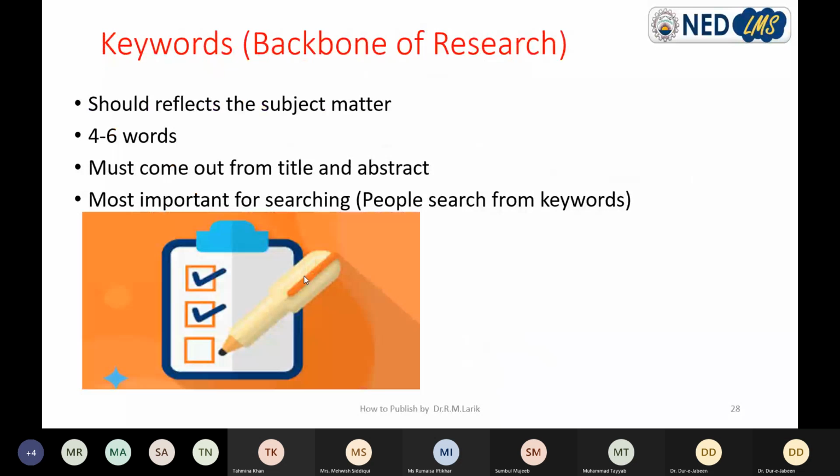Okay, one thing is very important, that is keywords, and you can say a backbone of the research. Keywords are so important because people search for your title and research with the keywords. Keywords are normally 4 to 6, and they must come out from your title and abstract, right? Whatever the title contains, whatever the abstract is, the keywords must come from them. Means the words are used either in the title or in the abstract.